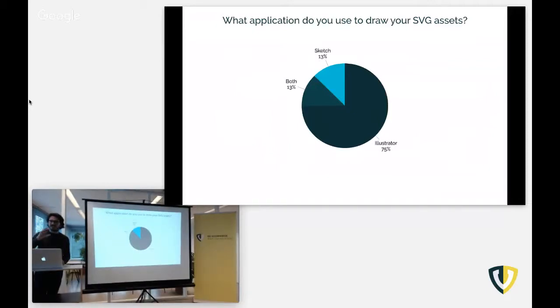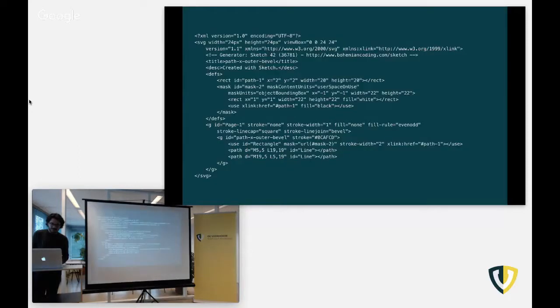I sent this out as a Google form to a lot of visual designers we work with at United. Most of them said Illustrator. One person said Sketch. And what do you use to export your SVG assets? One person also said Sketch, and the rest of them said Illustrator. And then what do you get? Well, obviously I opened the Sketch one because that's the worst offender.